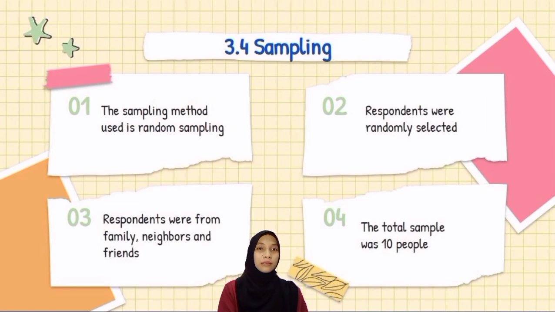Okay, the sampling method used is random sampling. Through this method, respondents were randomly selected. These randomly selected respondents were from family, neighbors, and friends. The total sample was 10 people. According to Gay 1992, a sample size of 10% to 20% of the population is acceptable. In this study, researchers obtained 10 samples from neighbors, family, and friends.